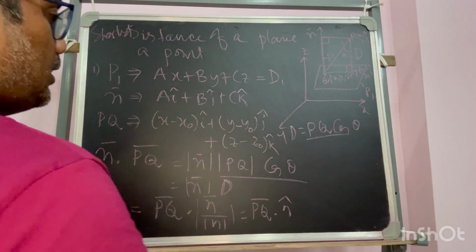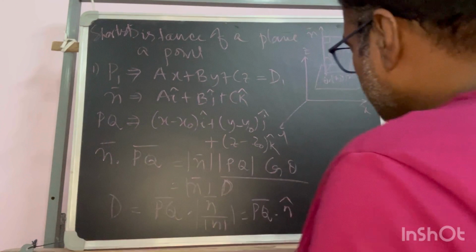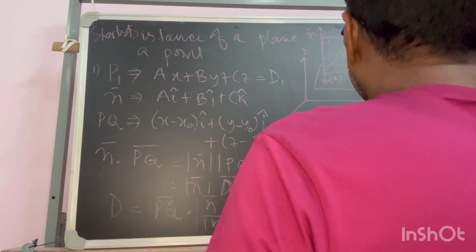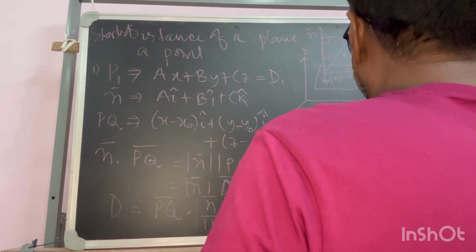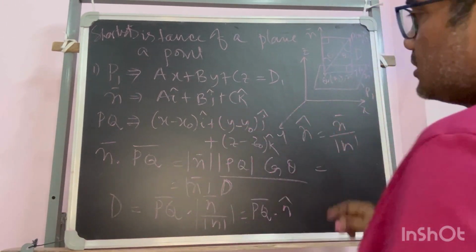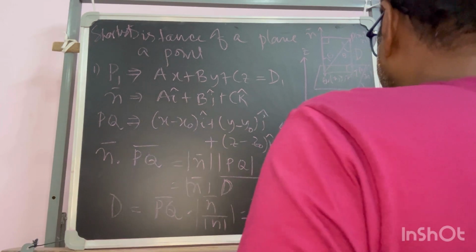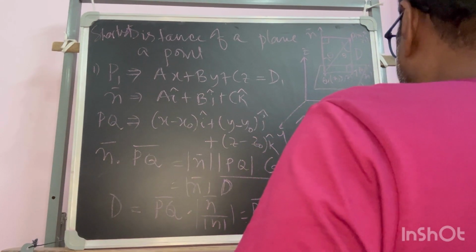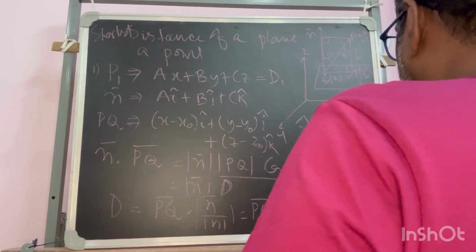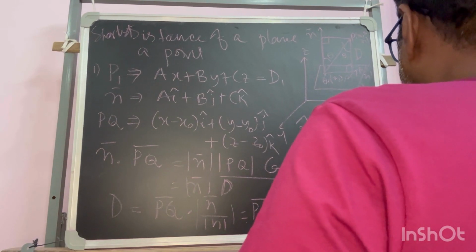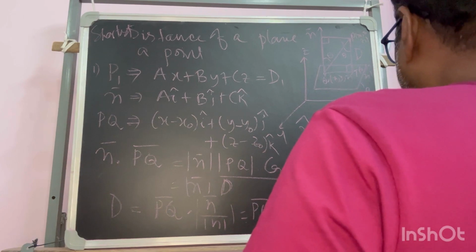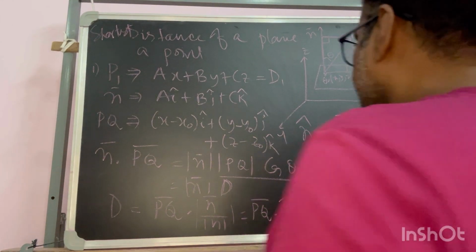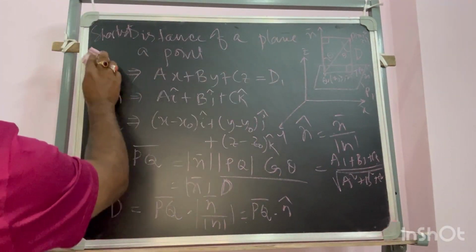Now if I calculate the unit normal vector, which is the vector upon the mod value, the n vector is Ai plus Bj plus Ck, and the mod of n is nothing but the square root of the sum of the squares of the coefficients. Now all this I can rub off.